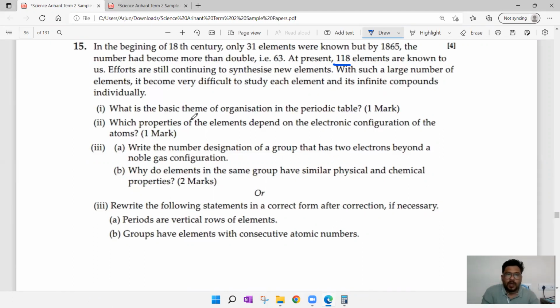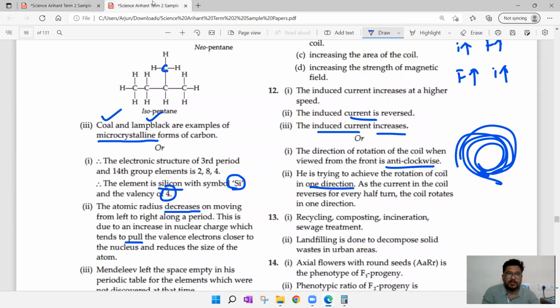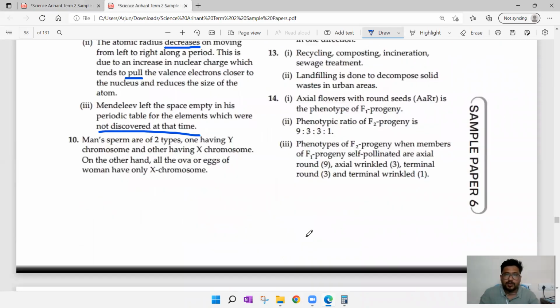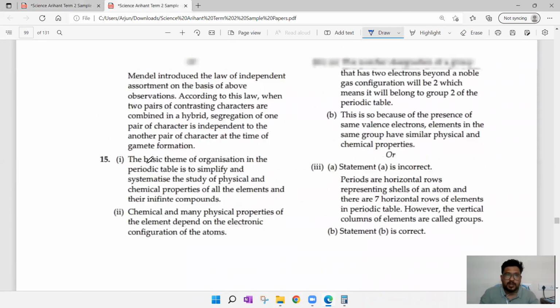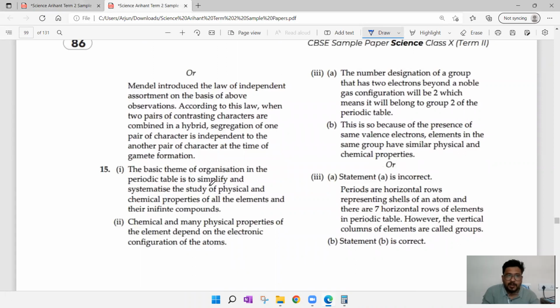Now, number 1, what is the basic theme of organizing the periodic table? So why do we need to organize the periodic table? To study, to observe, to understand the elements clearly, to understand nature, physical properties, chemical properties, valencies, and atomic numbers, we have to arrange. So here in the answer you can see, the basic theme of organizing the periodic table is to simplify and systematize the study of physical and chemical properties of all elements and their compounds.